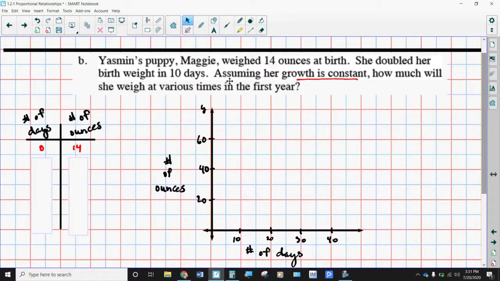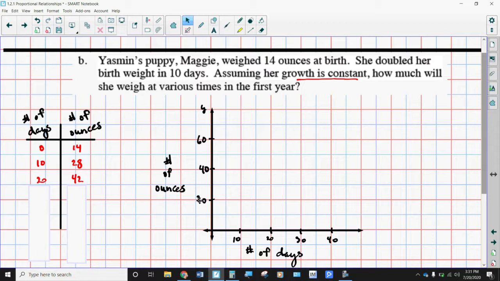Okay? And then 10 days later, it doubled. So it went to 28. From that point on, it's growing by the same amount every single time. So I'll just give you the next one, 20 add 14, right? Because it's 14 each time. That's what we mean by a constant growth rate.